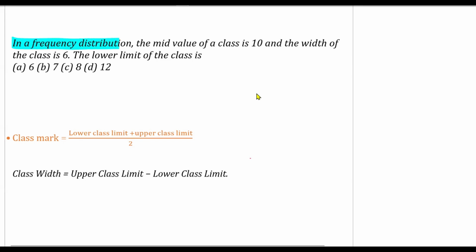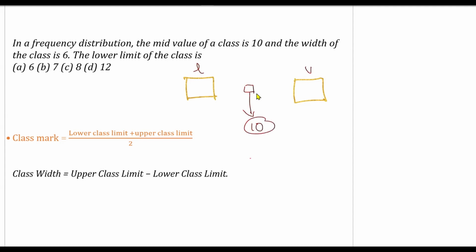Now in this question, it says in a frequency distribution, the mid value of a class is 10, right? And the width of the class is 6. What we have to find out is the lower class limit. So let's say this is the place for lower limit, this is upper limit, and you know that in between is the midpoint, that's called the class mark. So let's figure out what we know. We know the midpoint as 10. Say I take L as the lower limit and U as the upper limit. And the width of the class is given as 6.